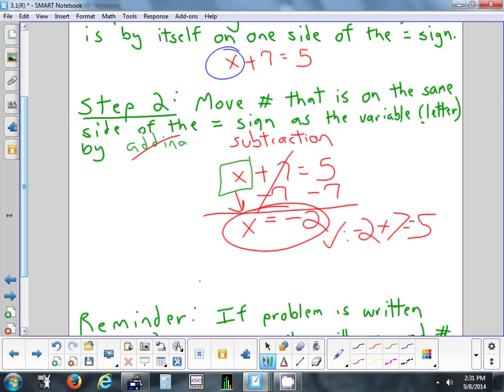Negative 2 plus 7. Is your answer going to be positive or negative? Positive. Tell me why. Because the 7 is bigger than the 2. So 7 minus 2 is what, Elijah? 7 minus 2 is 5. Equals 5. We're good. That reminder on the bottom there, guys, works for both.